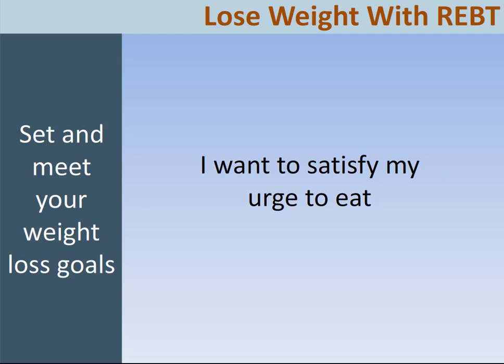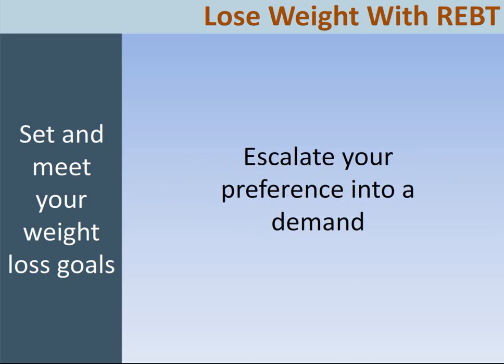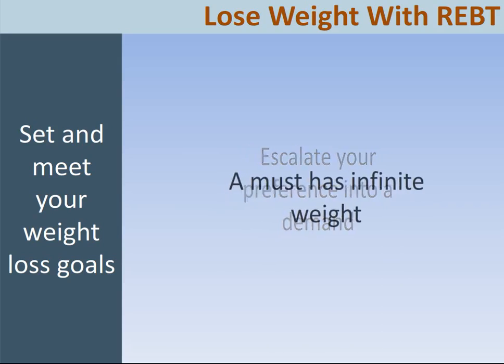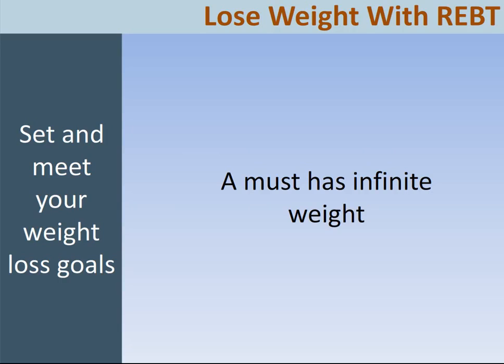But then, if you just stuck with a preference, then you could weigh your greater preference not to gain weight against your lesser preference to satisfy your urge, and clearly the greater preference, since it's a greater preference, would win out, and you would choose not to eat. But when you escalate your lesser preference into a demand, I absolutely must satisfy my urge, then that outweighs any other preferences, no matter how strong, because a must has infinite weight. On a scale from 0 to 100, your must has a weight of 1,000 or 10,000 or even more. So that's why you compulsively ate.